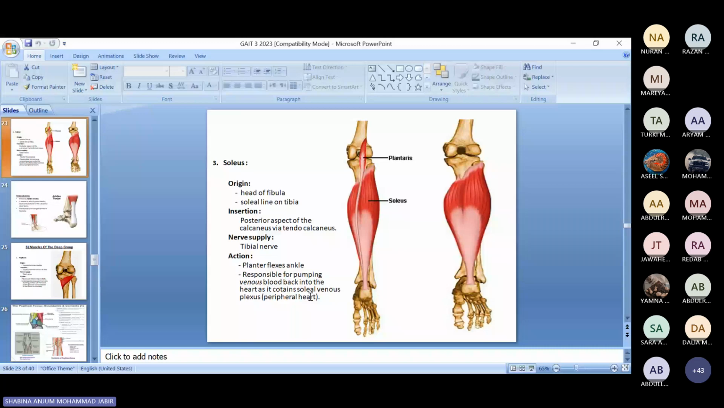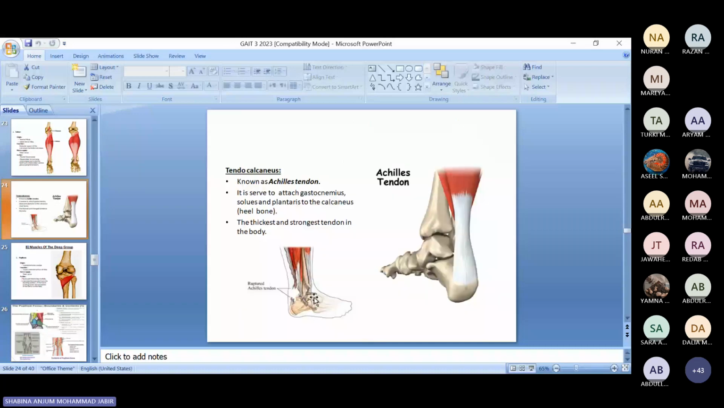So here you can see the tendo Achilles. This is said to be the strongest tendon in the body. This is formed by gastrocnemius, soleus, and plantaris.